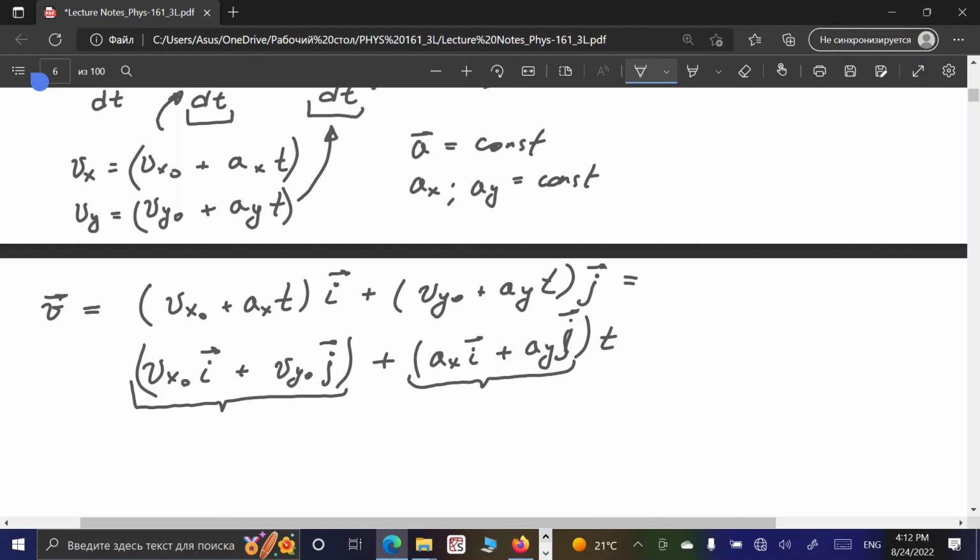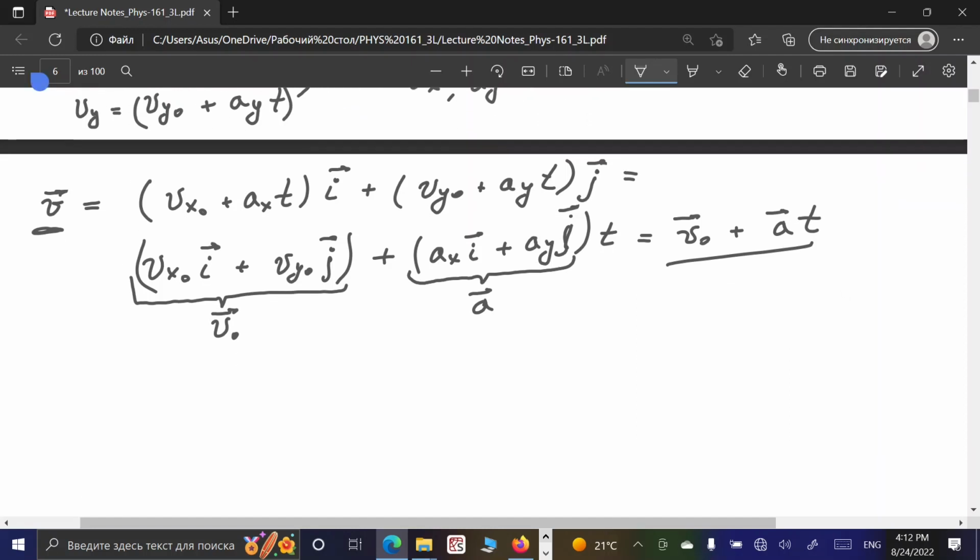One component here is the v naught vector, and another component is the a vector. So eventually we can write that the velocity vector v will be equal to the initial velocity vector v naught plus a vector times t. So that is for a constant acceleration vector. And this is the general form which describes the time dependence of the velocity vector. And we can also represent it graphically.